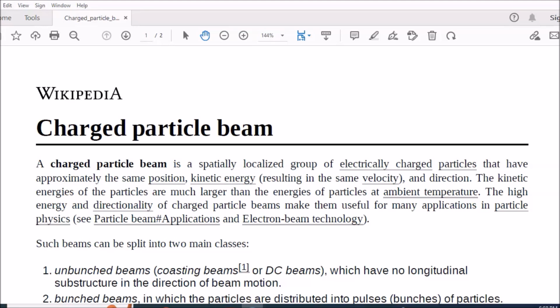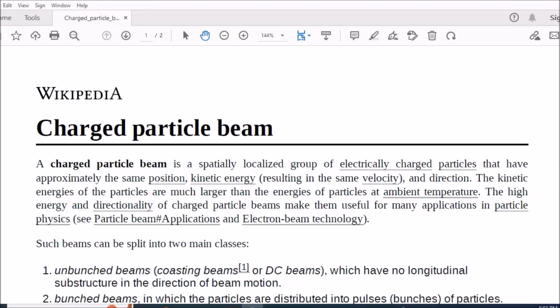The kinetic energies of the particles are much larger than the energies of particles at ambient temperature. So this thing is hot. It's saying that the kinetic energies are much larger. And so this thing is going to be moving fast, and it's going to be moving rapid, and it's going to be hot.